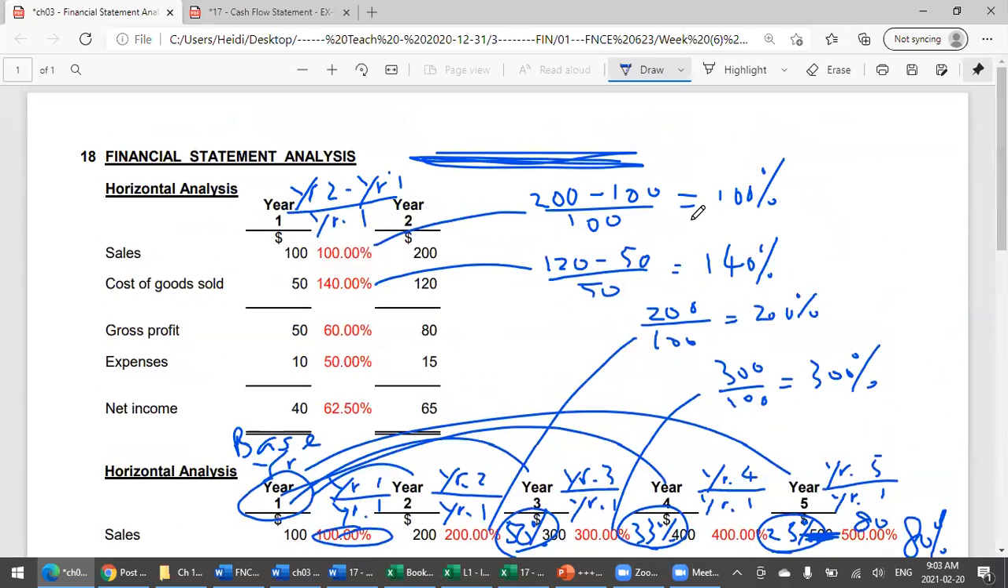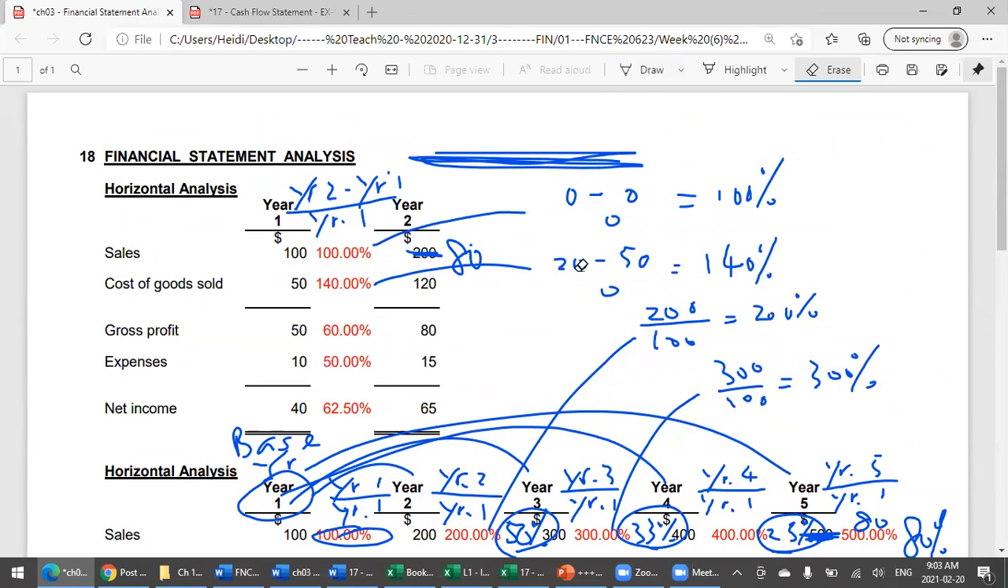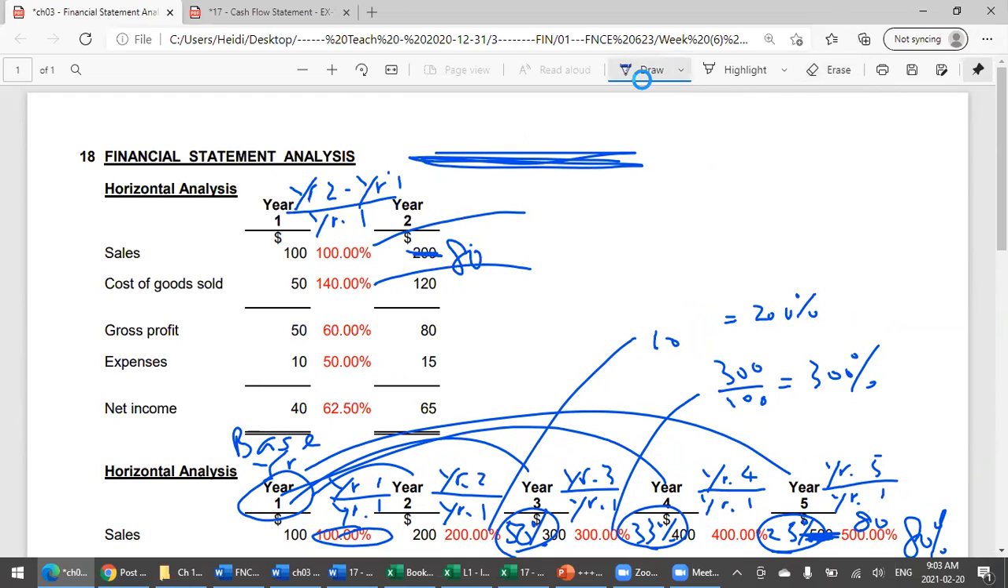Okay, you want the first method? Now for the first method, say 80. So if this is 80, right? Now it's 80. 80 is year 2 minus 100 divided by 100. Then you have minus 20%.